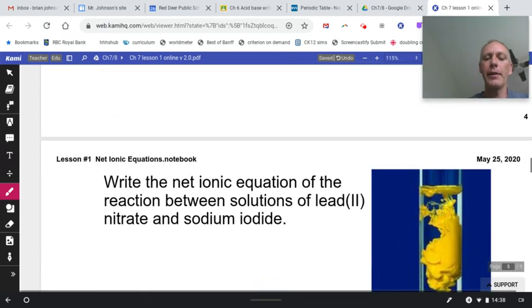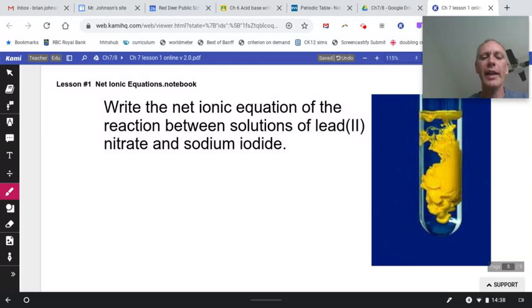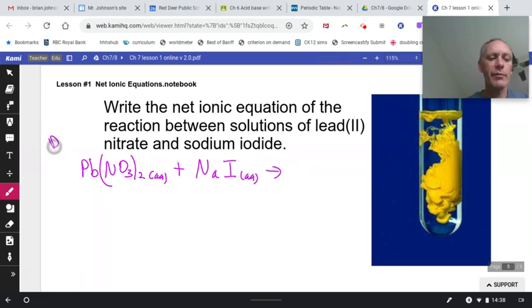Nice. Okay. 2 down. Write the net ionic equation for the reaction between solutions of lead 2 nitrate. Lead 2 plus, NO3 is a 1 minus, so we'll need 2 of those, and it's a solution. Na plus, I minus, 1 to 1. So this one's going to be a double replacement because we have 2 ionic compounds. So lead 2 plus, iodide is a 1 minus, so we'll need 2 of those.